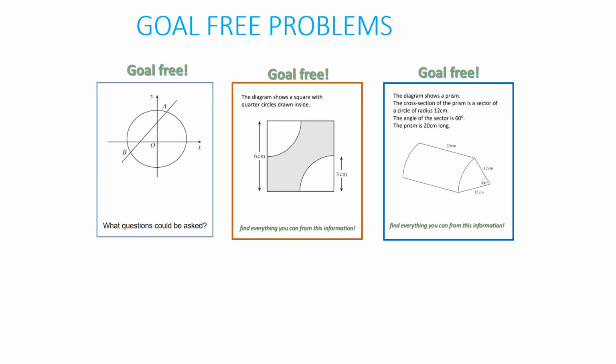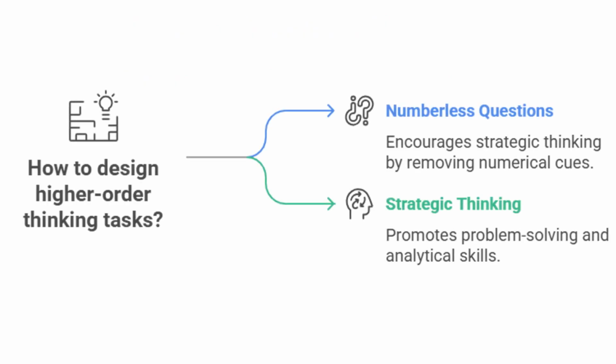One more example of rich tasks are goal-free problems. Goal-free problems are open-ended mathematical tasks that omit a specific question or objective, inviting students to explore. Characteristics of higher order thinking tasks are strategic thinking, problem solving, and analysis skills.